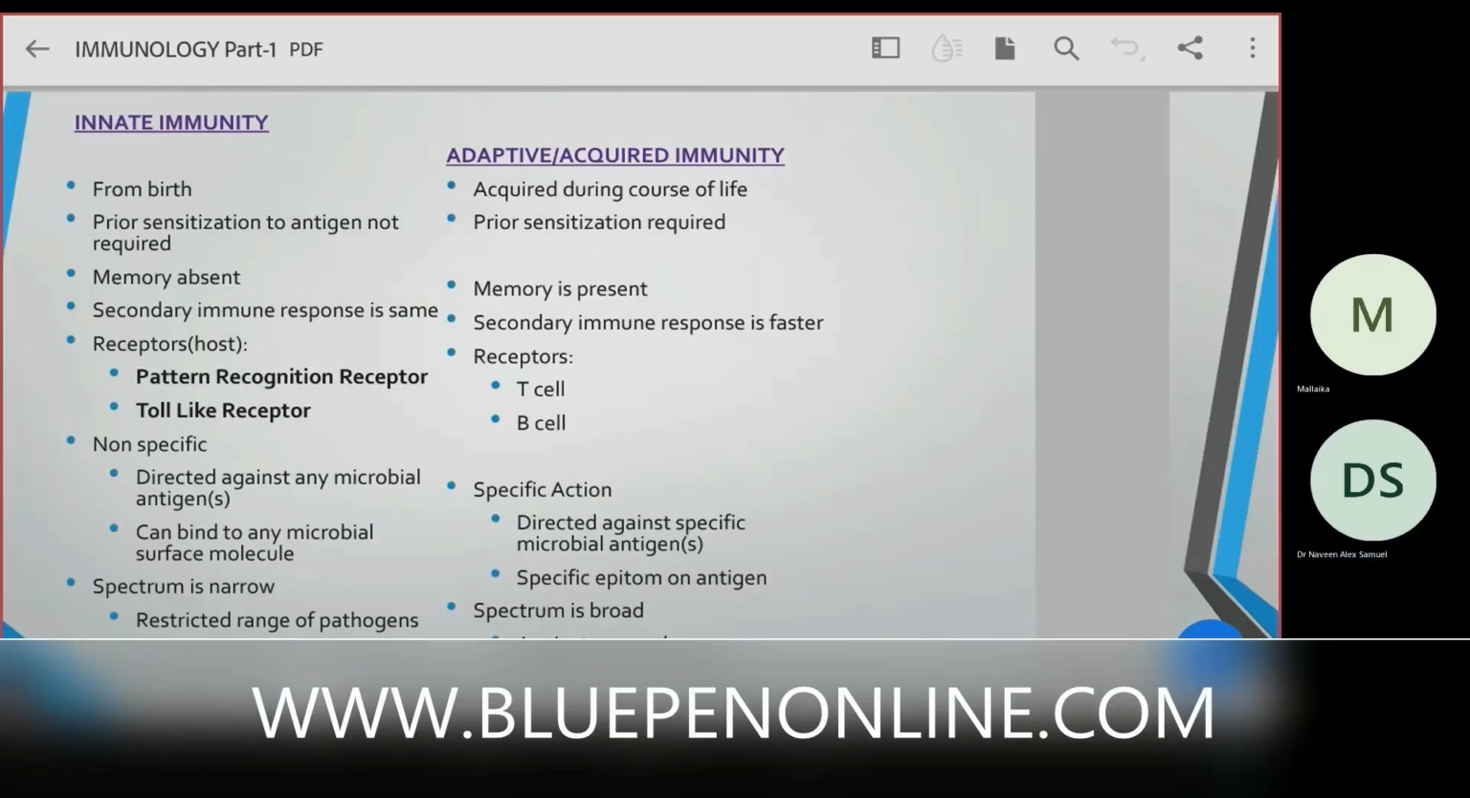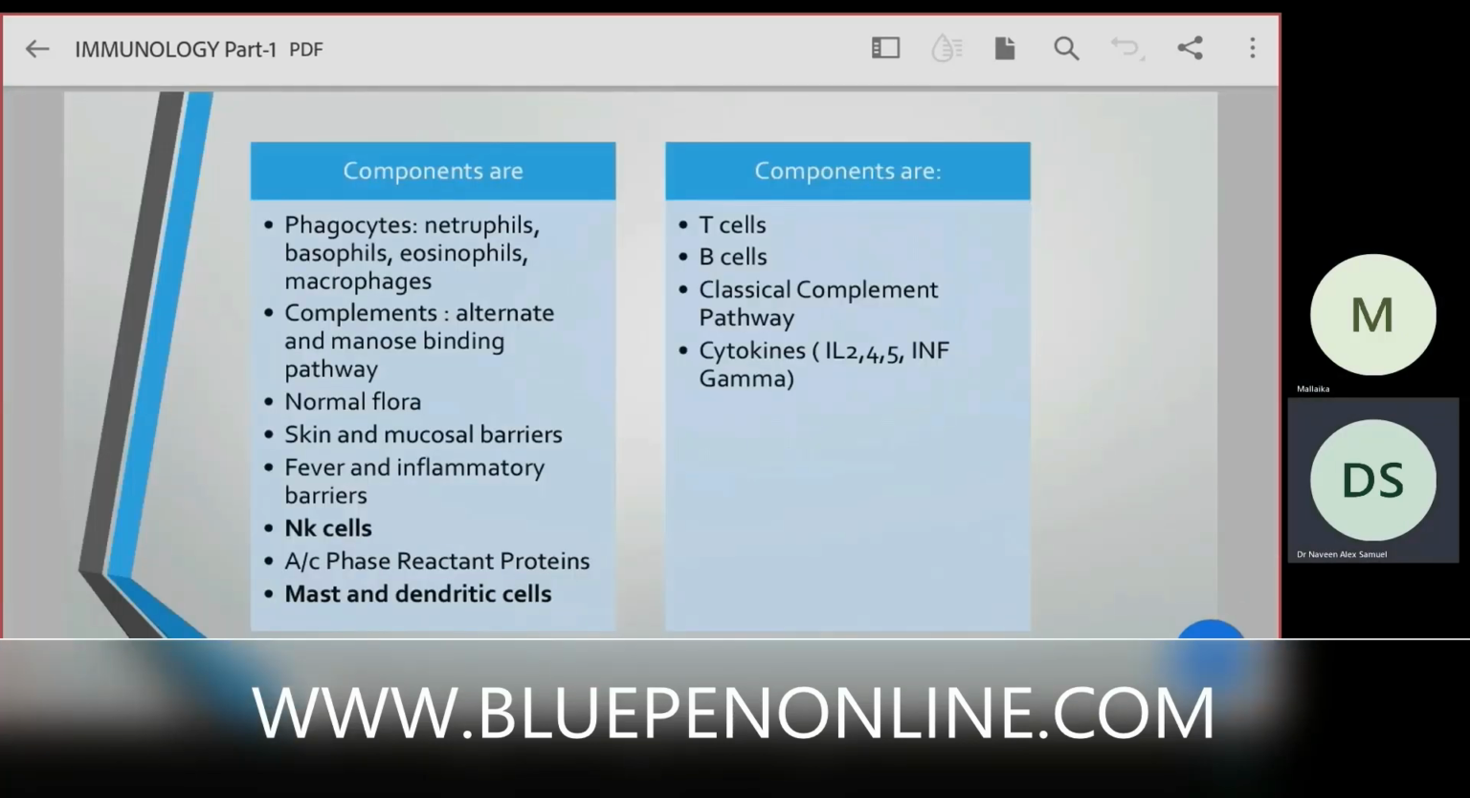Okay, fine. Next, what are the components? You don't need to remember each and every thing. The phagocytes include neutrophils, basophils, eosinophils, macrophages. Next is the complement alternate and mannose binding pathway, which I'll cover in the complement chapter. Then the normal flora of the gut, the skin and mucosal barrier. These are all innate, present since birth or developed within the fetus. Then the fever and inflammatory barriers, then the NK cells. Just remember, NK cells are natural killer cells.